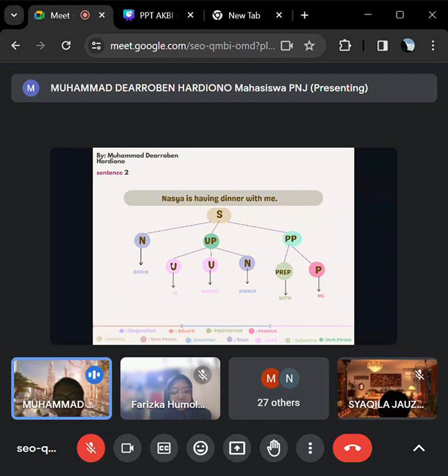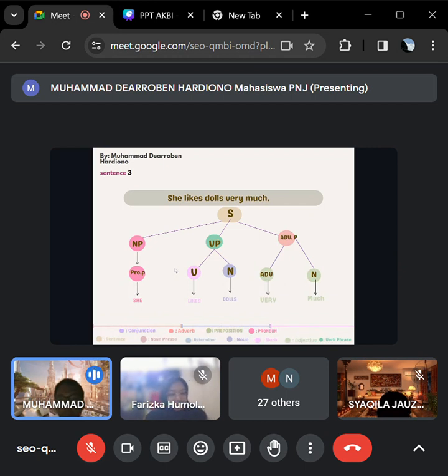The second element is verb phrase, which consists of the first verb is, which expresses present continuous tense. The second verb having, which expresses the activity or state of the subject, and noun dinner as the object of the verb having. And the third element is prepositional phrase, with me, consists of the preposition with and the pronoun me.